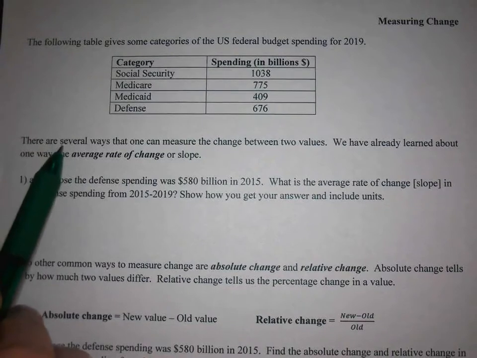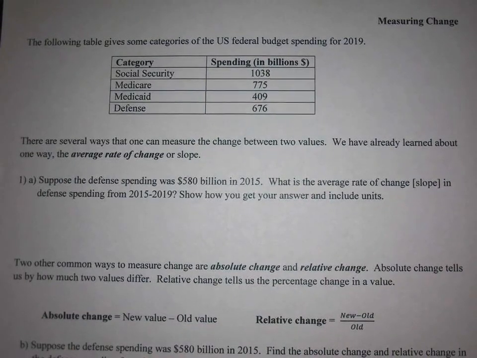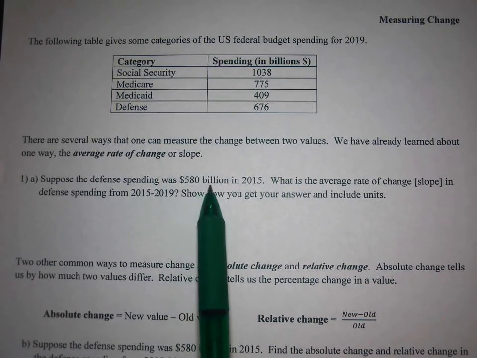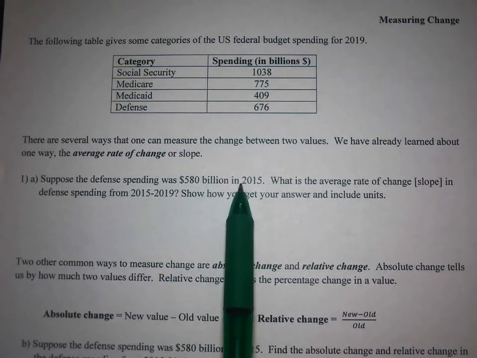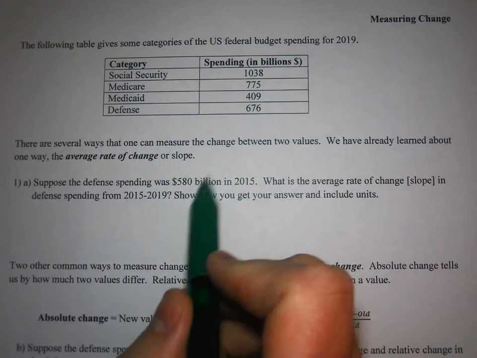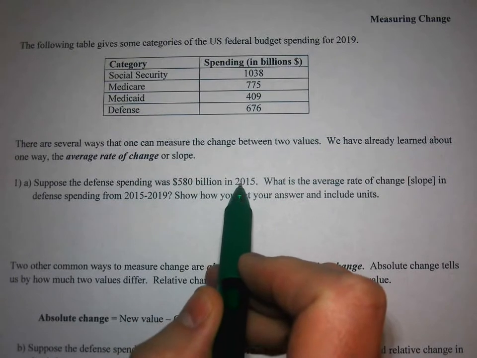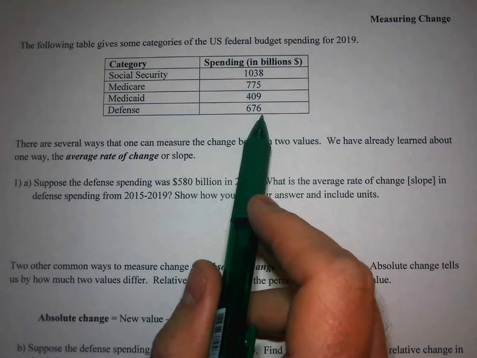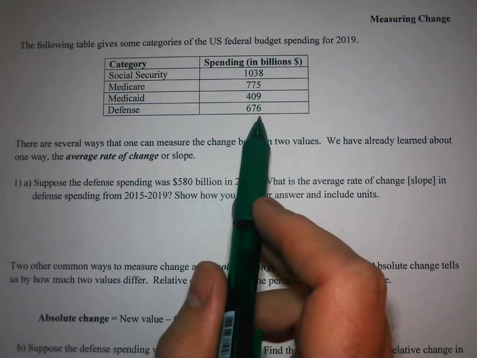There are several ways that one can measure change between two values. We've already learned about one way, the average rate of change or slope. So in number one, let's suppose the defense spending was $580 billion in 2015. What is the average rate of change or slope in the defense spending from 2015 to 19? And so you get your answer, include your units. So we have, starting at $580 billion, that's the earlier year, and then in 2019 it had gone up to $676 billion. So this is just a straightforward rate of change or slope problem.